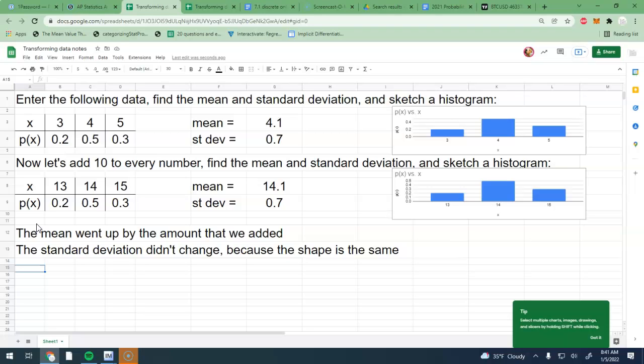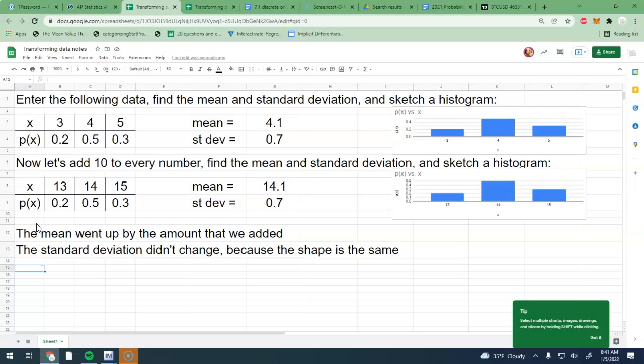So if I add 10, I'll give you this, and say I added 5 to every single data point. What's the new mean? You would hopefully say 9.1. And what's the new standard deviation? You would hopefully say 0.7. Does that make sense what I'm going for there?